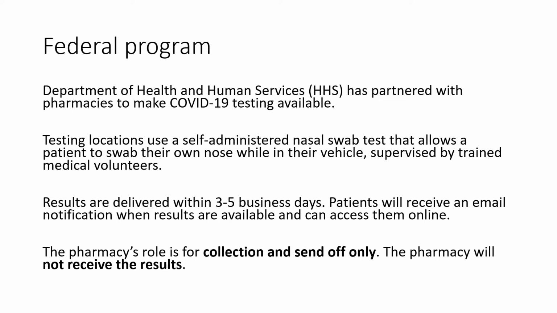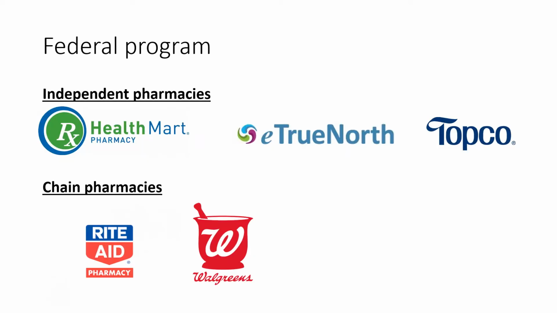The pharmacy would then mail the sample to a contracted lab, and results are returned directly to the patient within 3 to 5 business days. The pharmacy does not receive the results directly. In Washington State, independent pharmacies that are a part of the listed group purchasing organizations, Health Mart, True North, and Topco, have access to this federal testing program. Also in Washington State, Rite Aid and Walgreens are the main pharmacy chains that are participating in this federal program.